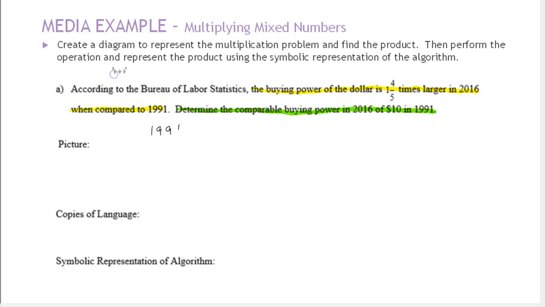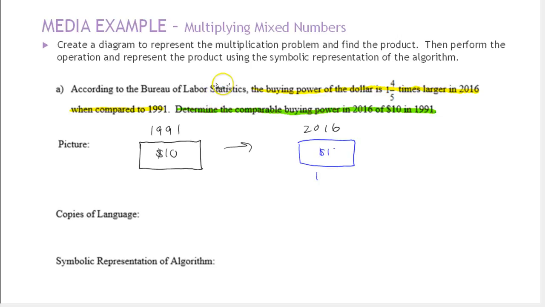So in 1991, we want to see we have $10. So I'm just going to draw a little $10 bill. And we want to see what this corresponds to in 2016. Okay, so they say it's 1 4/5 times larger in 2016. So we want 1 4/5 copies of $10. So here's my one copy. And this would be $10. And now I want 4/5 of a copy.